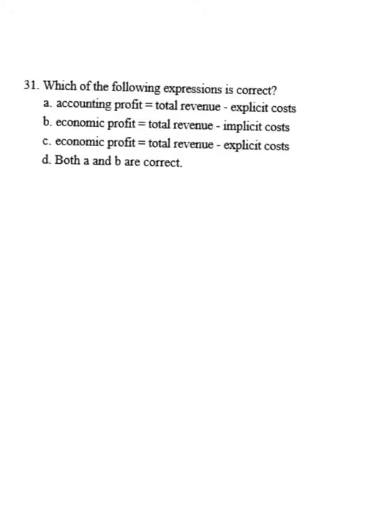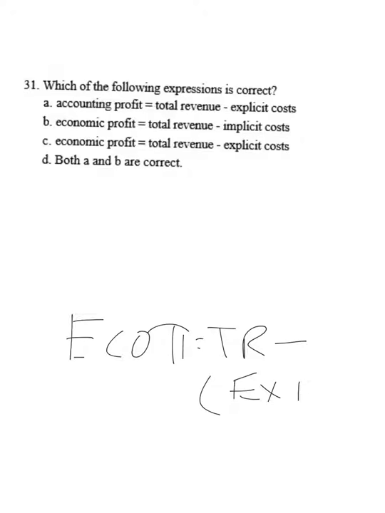This question illustrates the difference between economic profit and accounting profit. Remember, economic profit is going to consider both implicit costs and explicit costs. So economic profit is going to be total revenue minus the sum of explicit costs plus implicit costs.